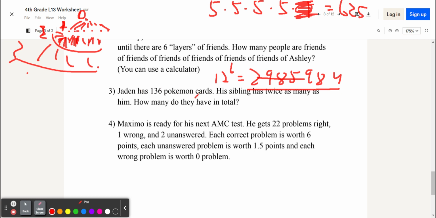Anyways, Jaden has 136 Pokemon cards and his sibling has twice as many. So how many do they have in total? Well, first let's find out how many his sibling has. His sibling has 136 times 2. 136 times 2 is 272. And then now we can add 136 plus 272, and then we'll get 408. So in total, they have 408 Pokemon cards.